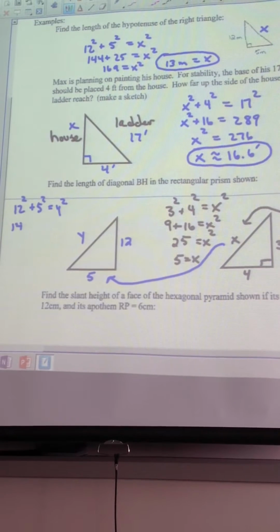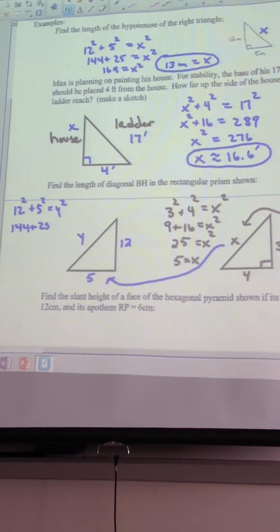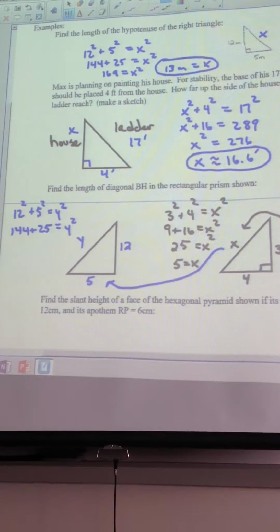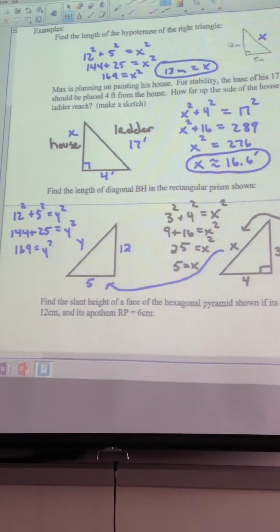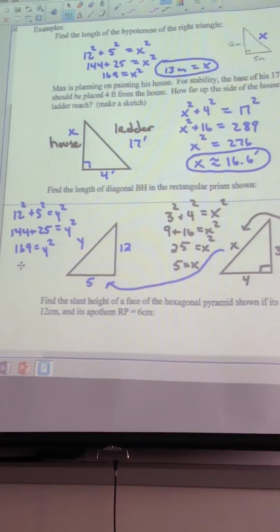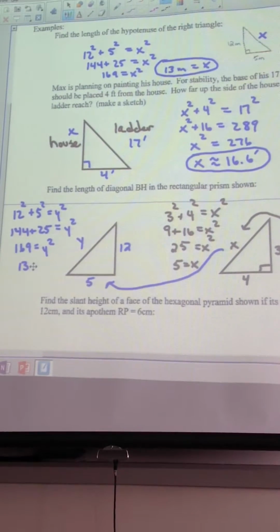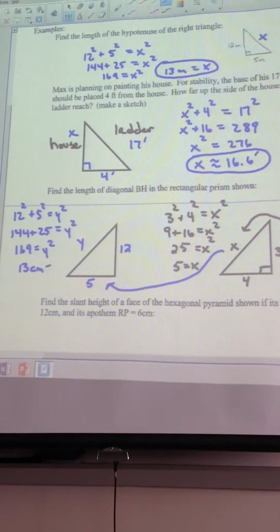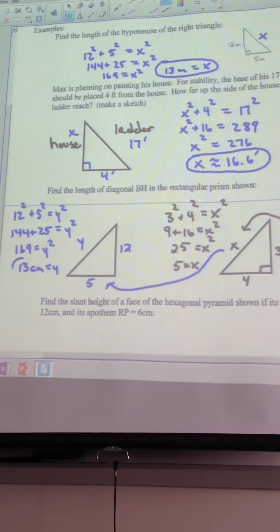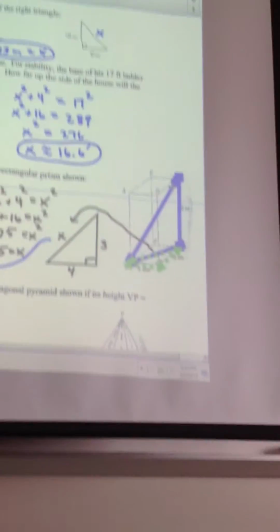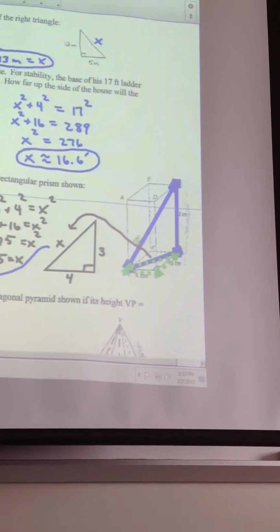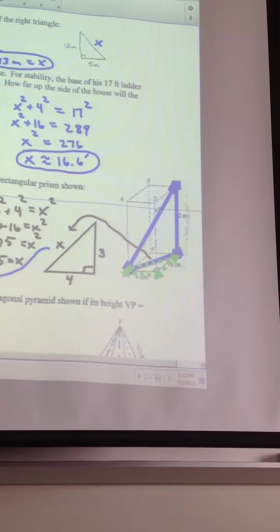12 squared is 144. 5 squared is 25. That is supposed to equal the hypotenuse squared. That gives me 169 equals y squared, and the square root of 169 happens to be 13. And that is the answer that I am looking for. That is the length from B over to D. On the original problem, that was from here to here, and that has a length of 13.